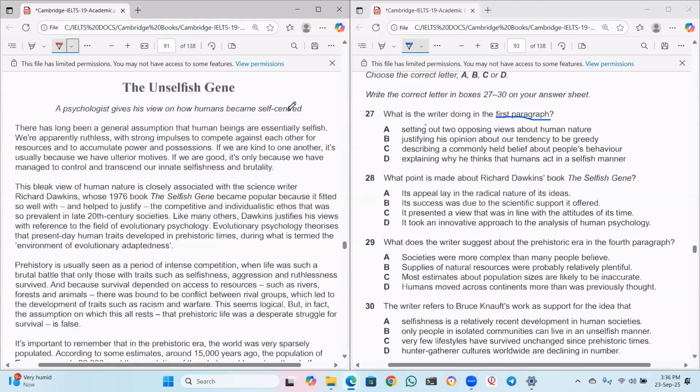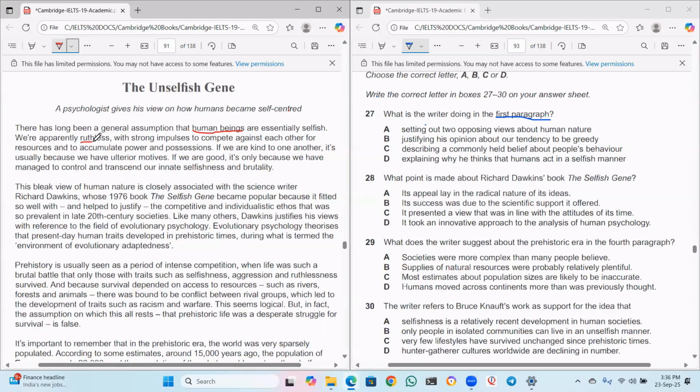Now let us read this. The Unselfish Gene: a psychologist gives his view on how humans became self-centered. So this is about psychology, maybe. Now: there has long been a general assumption that human beings are essentially selfish.